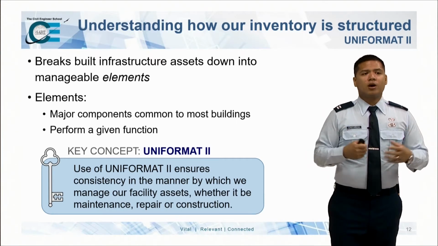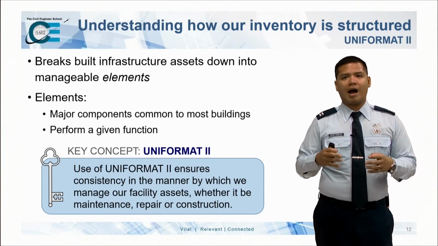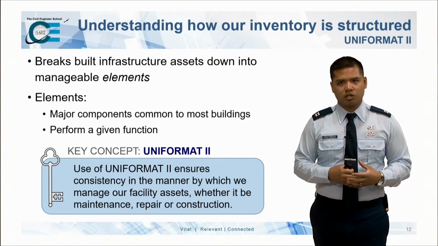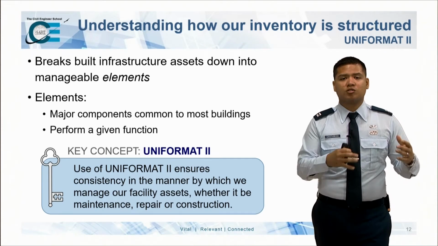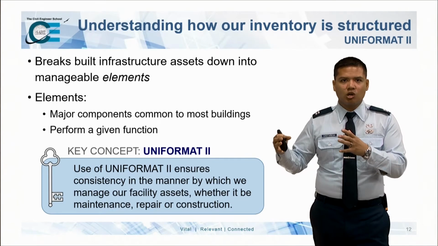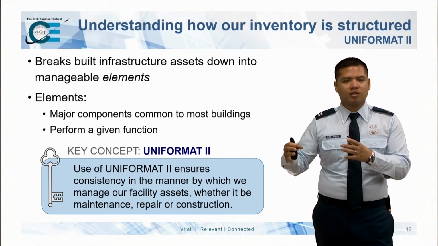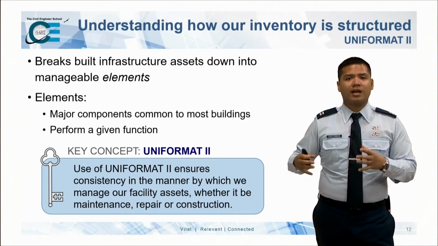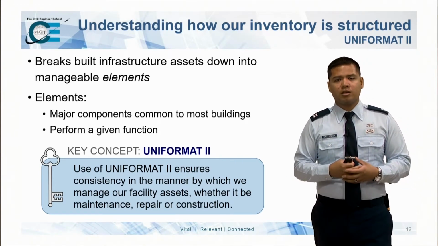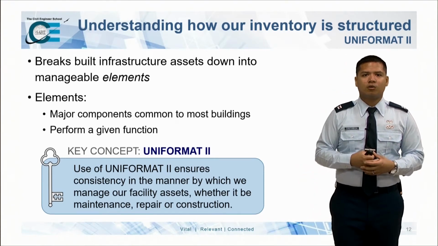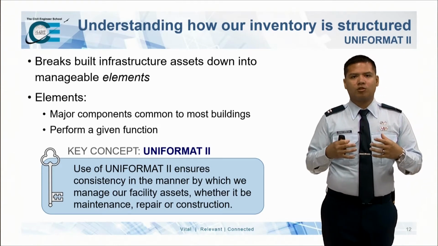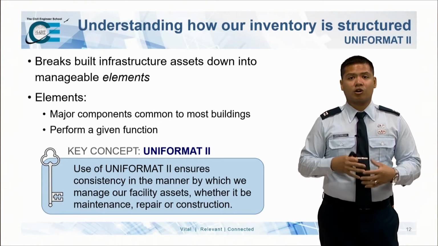So let's talk about Uniformat 2 now. This is all about how our inventory is structured. There's really two different types of work breakdown structures. There's Uniformat 2 and there's MasterFormat. MasterFormat is more materials based, and that's good for when we're designing projects and maybe we're developing estimates. Uniformat 2 is more systems based, okay? Uniformat 2 breaks built infrastructure assets down into different elements, and these elements are more manageable. These elements are made up of major components that are common to most buildings.